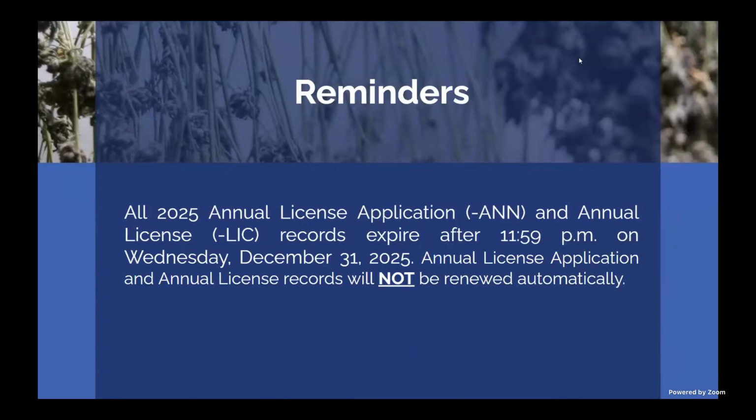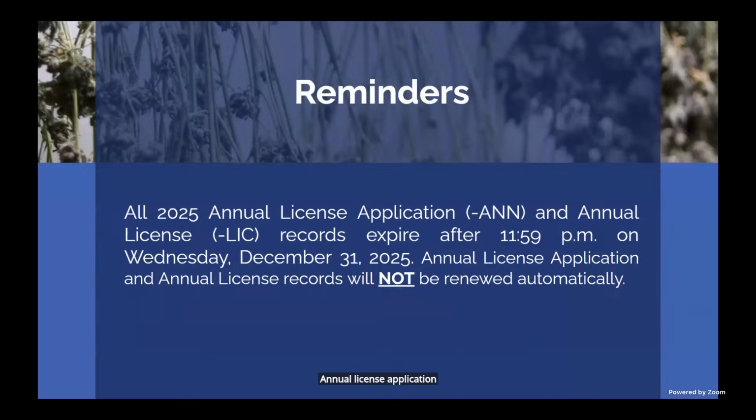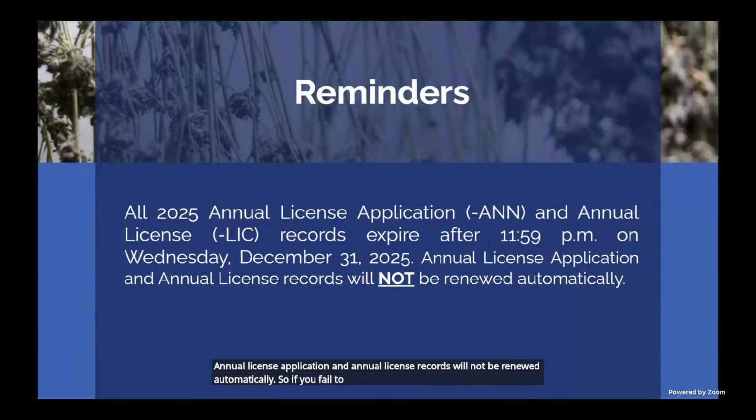Again, all 2025 annual license application and annual license records expire after 11:59 p.m. on Wednesday, December 31st of 2025. Annual license application and annual license records will not be renewed automatically. So if you fail to renew, the record will expire and be closed out.